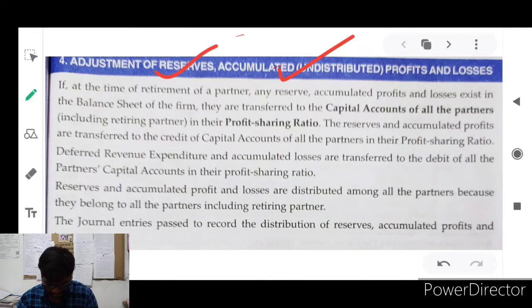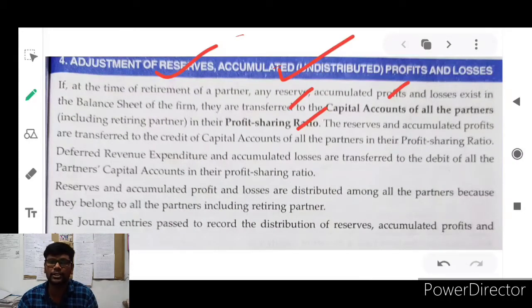If at the time of retirement of a partner, any reserve, accumulated profits and losses exist in the balance sheet of the firm, they are transferred to the capital accounts of all the partners, including the retiring partner, in their profit and loss sharing ratio. So they have given it very clearly here: at the time of retirement of a partner, if any undistributed profit, any undistributed loss, or some reserves are available in the firm, that will be distributed to all the partners, including the retiring partner, as per their existing profit and loss sharing ratio. So it is very important.